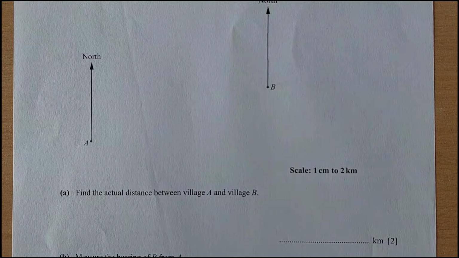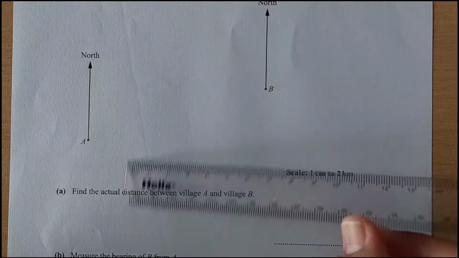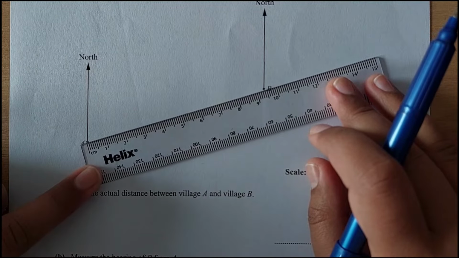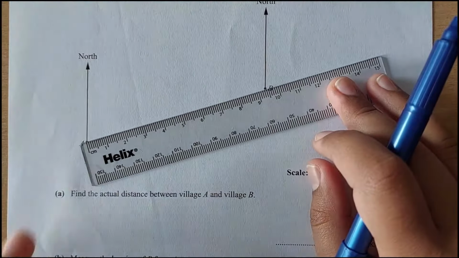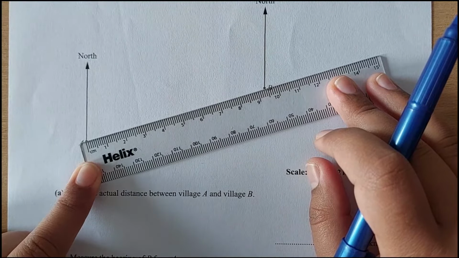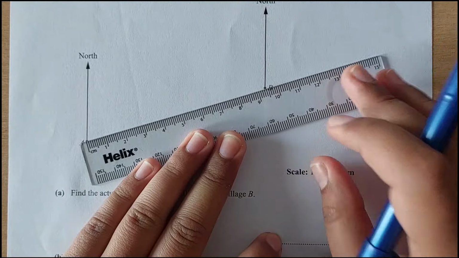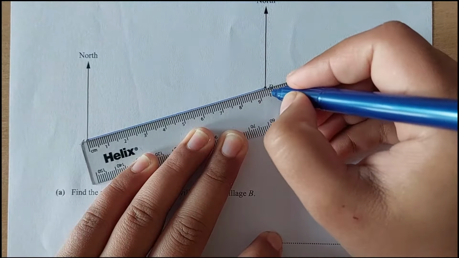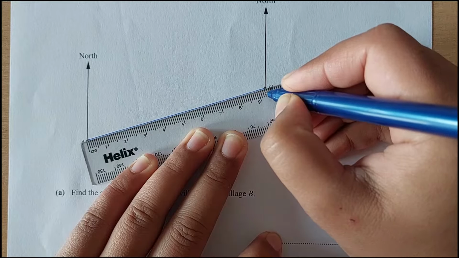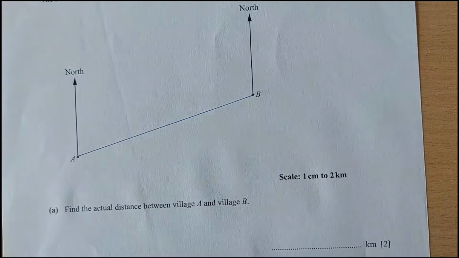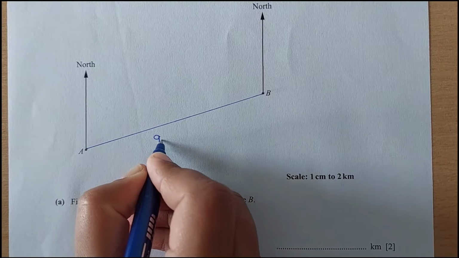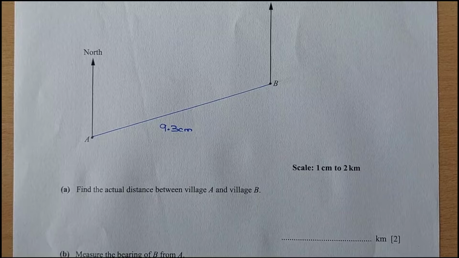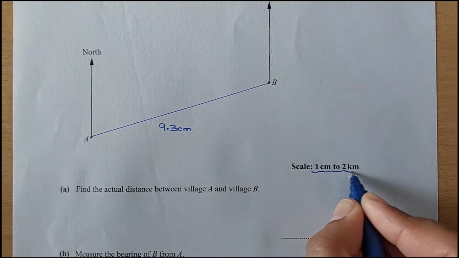Okay, so let me find the distance between A and B in terms of centimeters with the help of a ruler. As you can see, we start with the centimeter and go to this point. If I draw the straight line as well, this is 9.3 centimeters for me. So we need to convert this centimeter into kilometers by using this scale.